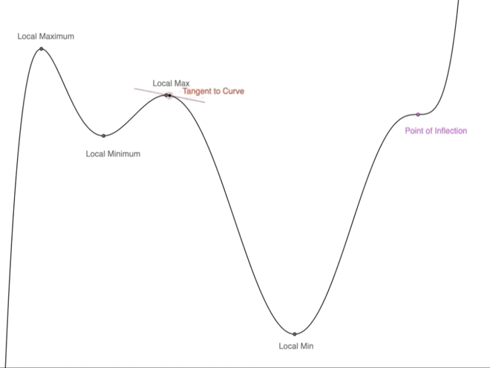This section of the curve is decreasing, and the slope at any point on this section will always be negative. You can see this from the diagram. So we now have a formula. dy/dx is less than 0 for a decreasing function.